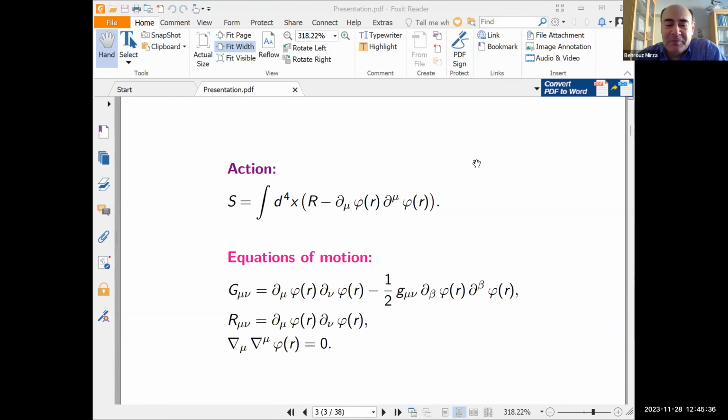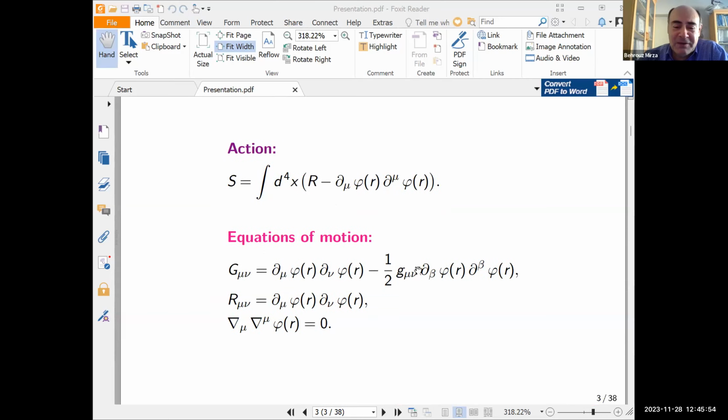A simple Einstein-Hilbert action can be written as follows. As you see, we have a term that is a pure scalar field that only depends on R, and the equations of motion are as follows. As you see, the Ricci tensor can be written as derivatives of this function phi, where phi is a scalar field.